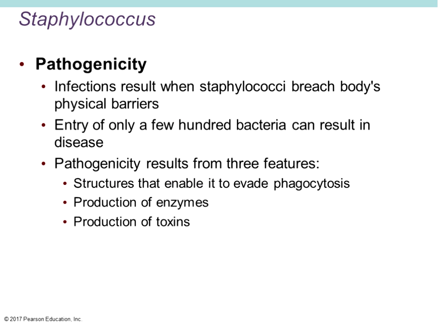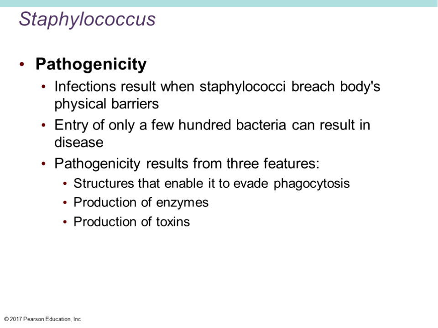So the pathogenicity of Staphylococcus aureus: these infections typically take place when the organism that's usually meant to be on the outside of the body, like on the skin, actually breaches the body's physical barriers and is able to get into underlying tissues. It only takes a couple hundred bacteria to result in a disease from it getting into the body itself.